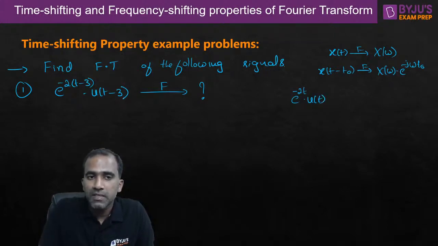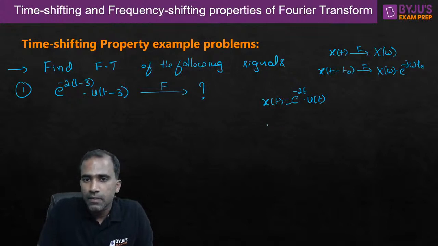So instead of t minus 3, just have it as only t, which means without shifting you can imagine this as x of t. If you imagine this as x of t, then this is looking like x of t minus 3. Correct? This is looking like x of t minus 3. Replace t with t minus 3.